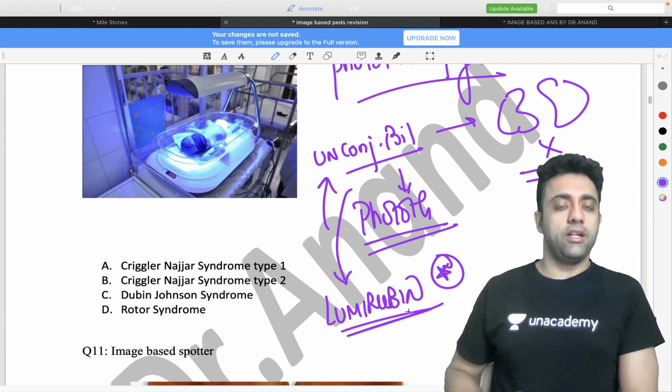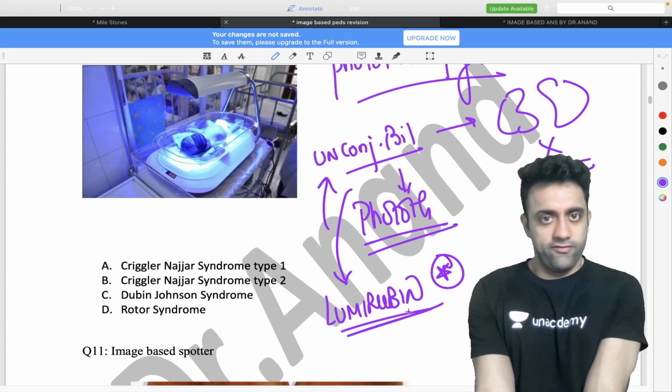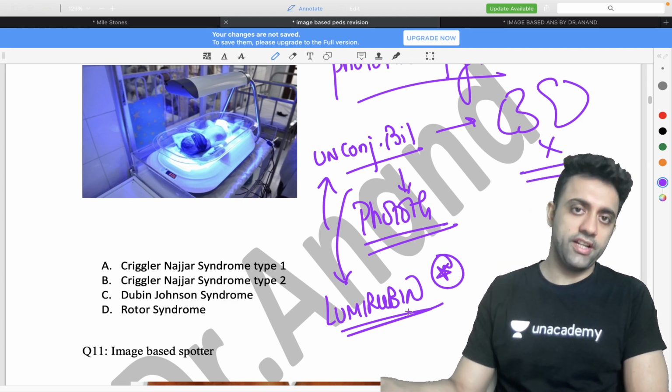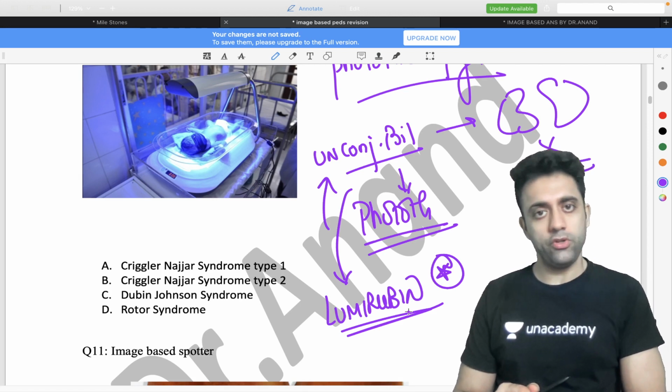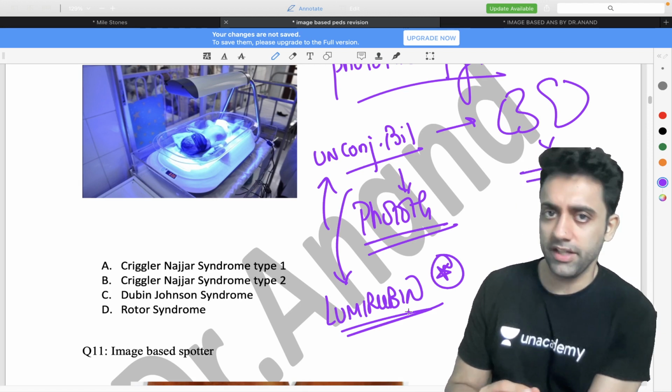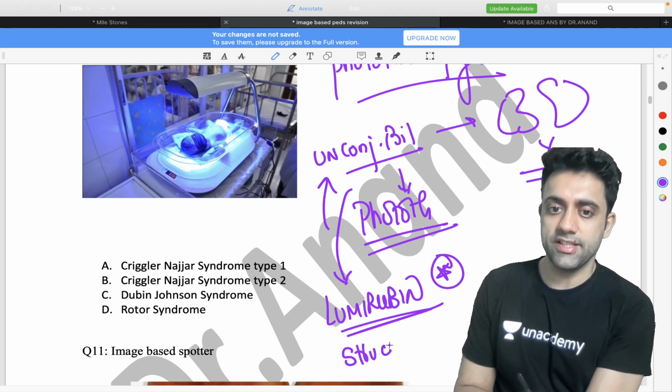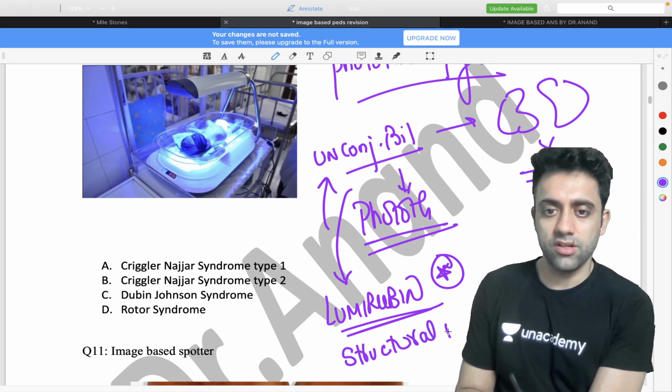So, what do you call it? What is this device? Phototherapy. What is the use? Phototherapy helps in converting the unconjugated bilirubin into lumirubin, and then it gets excreted from the kidney. This mechanism is known as structural isomerization.